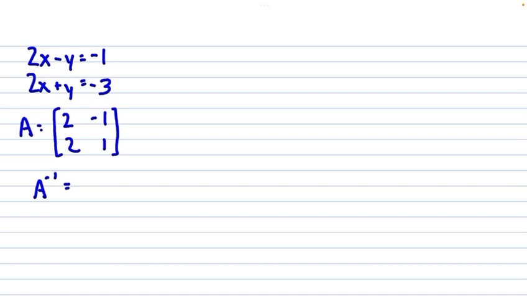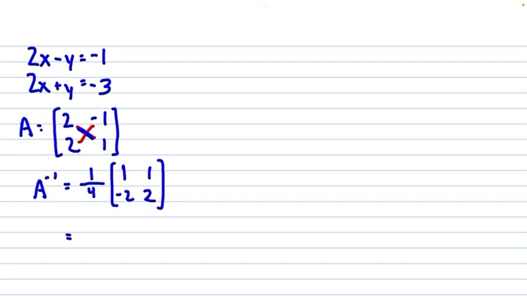Now, remember how we found the inverse, 1 over the determinant? So in this case, that is 1 over 2 minus a negative 2, which gives us a 4. And remember, we needed to switch the positions on the main diagonal here. So instead of 2, 1, that's 1, 2. And we need to negate the remaining numbers. So instead of negative 1, it was 1. And instead of positive 2, it was negative 2. We may have to go back and review that, and that's no problem.